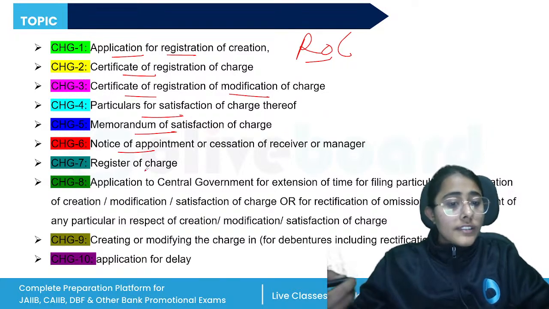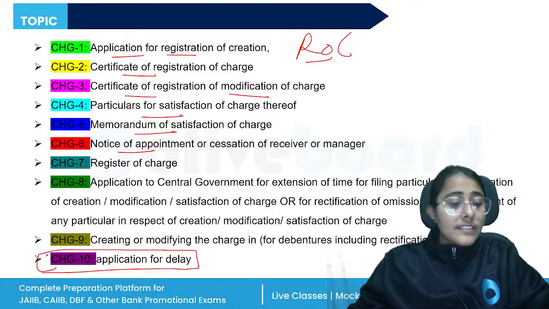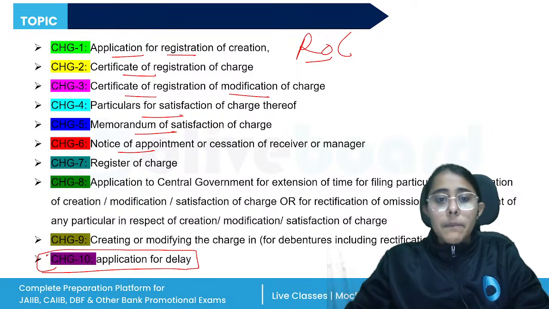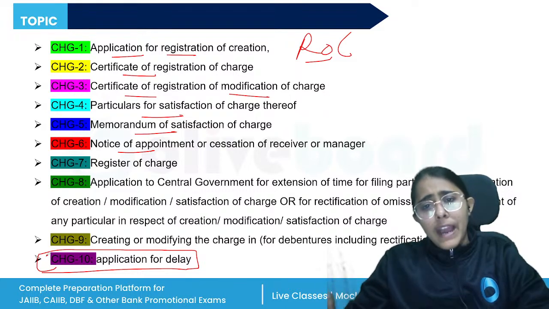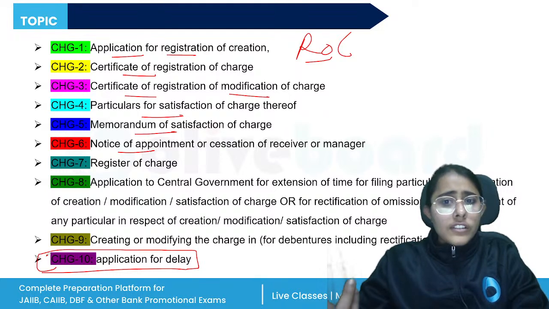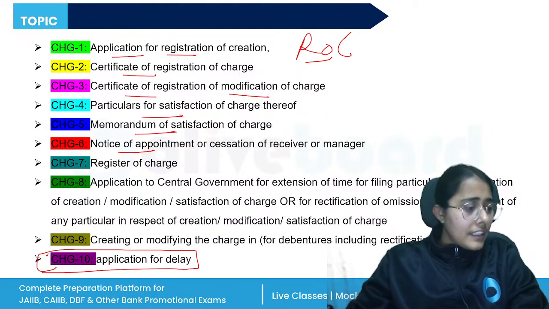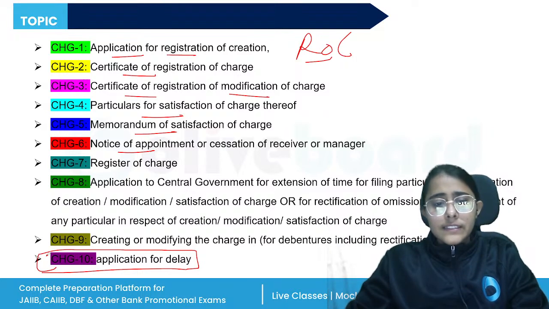Now here, what is important for the application for any delay? If there is a delay in the creation of the charge or getting it registered, then the company will have to submit it with Form 10, right? So the application for delay has to be made with the registrar in Form number 10, supported by a declaration that such delay is not going to adversely affect the rights of any other creditors of the company. All of these things are there.